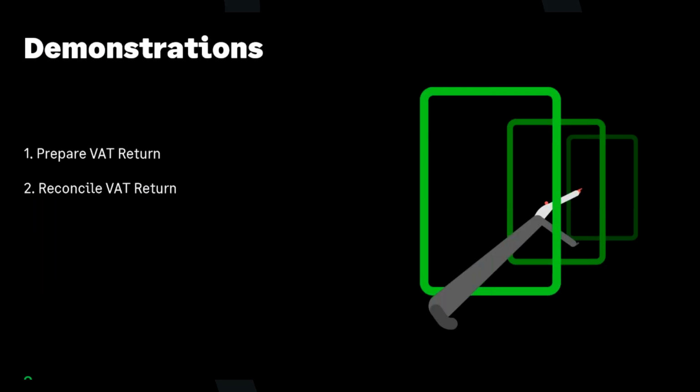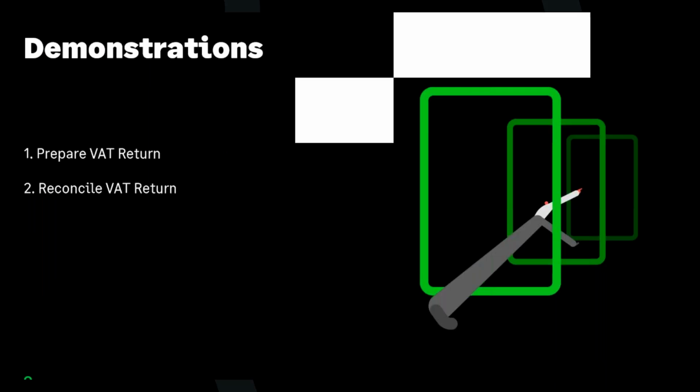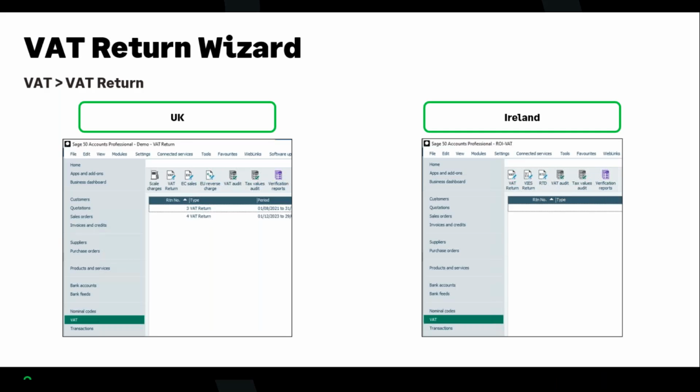Before we head into the demonstrations, an example of the differences that we have between the Irish VAT and the UK VAT. Now today for the demonstrations, I'm going to be using the UK version of the software itself, which is demonstrated on the left-hand side. If you are from Ireland, hello, on the right-hand side, that's what you'll probably see.